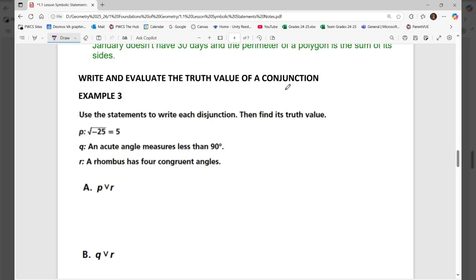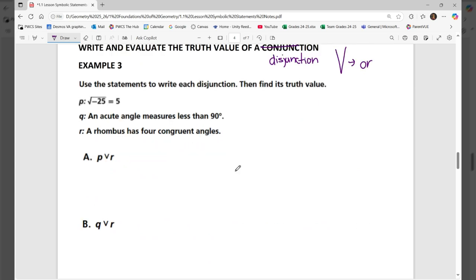We can do the same thing with the disjunction, and this was supposed to say disjunction. That is the V, which means or. So we're going to link the two statements with the word or. And I'll go through and tell you which ones are true or not. This is false, this is true, and this is false. So we could write these together. Square root of negative 25 equals 5, or an acute angle, oops, that's the wrong one.